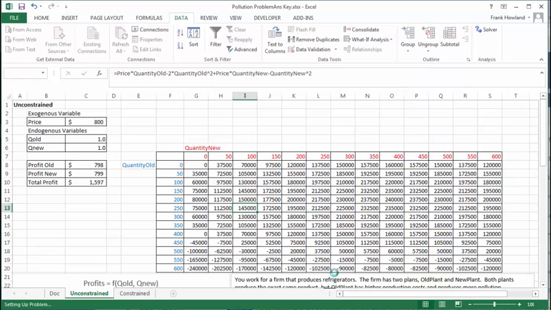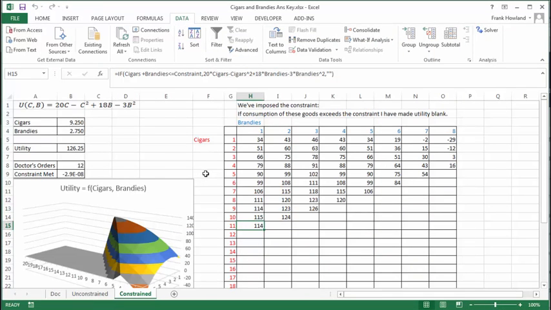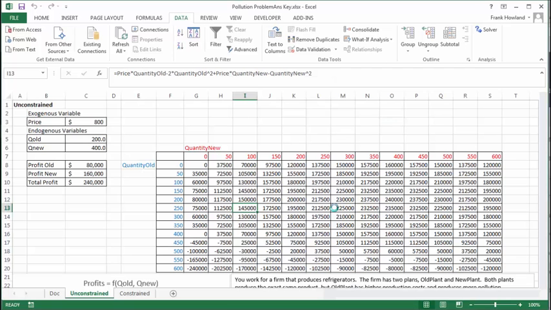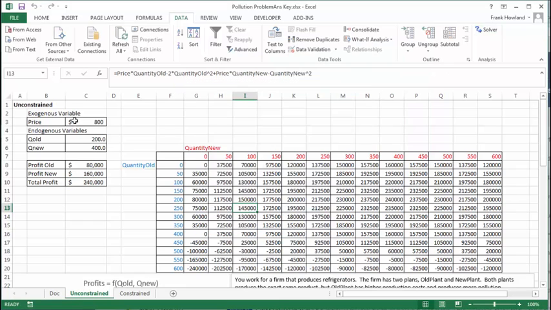We hit solve, and we get a solution, and we go back to the previous sheet, which is a disaster. Okay, try this again. We go to solver and solve this problem, and we get answers of 200 and 400, total profit $240,000. Let's check out the constrained problem.